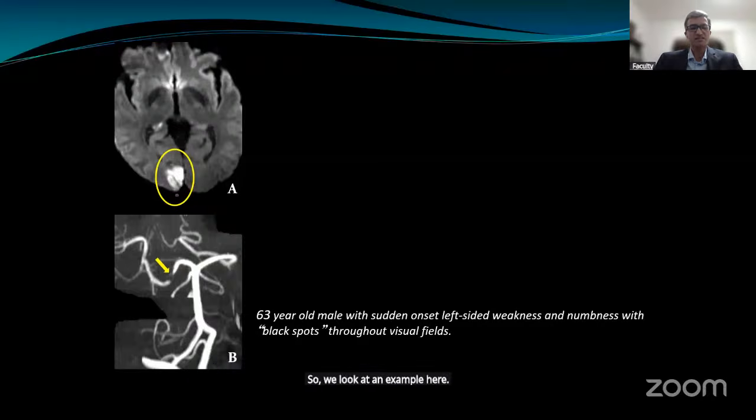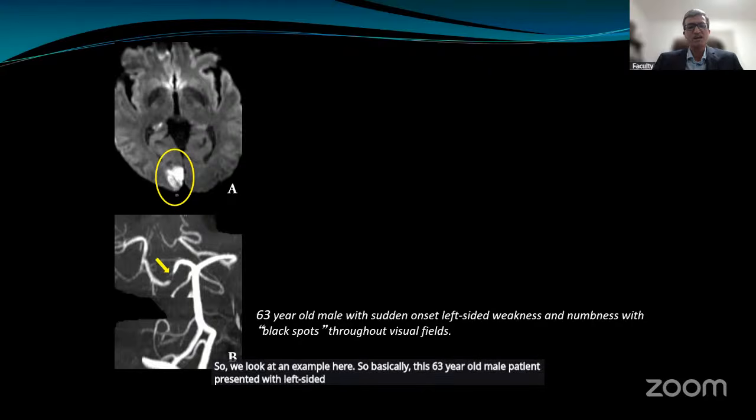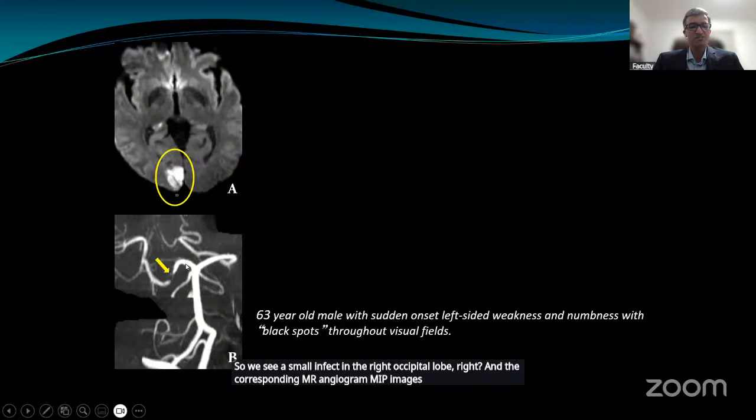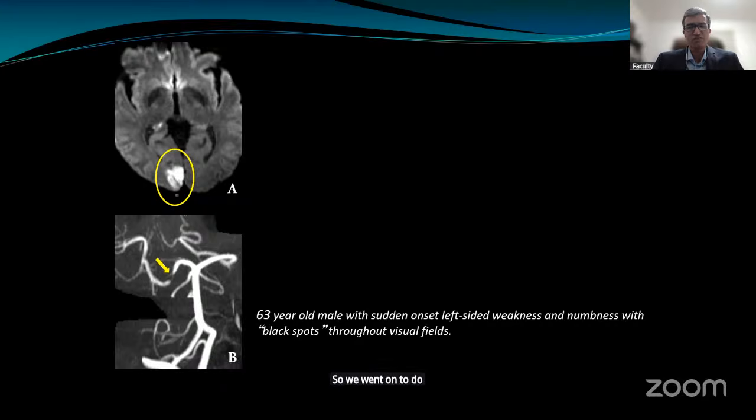Basically, this 63-year-old male patient presented with left-sided weakness and numbness with black spots throughout his visual fields, right? So diffusion weighted imaging on the top left, we see a small infarct in the right occipital lobe, right? And the corresponding MR angiogram MIP images of the basilar artery show a tight stenosis at the P2 segment of the right posterior cerebral artery. So we went on to do a vessel wall imaging for this patient.